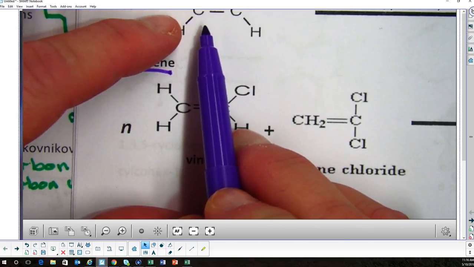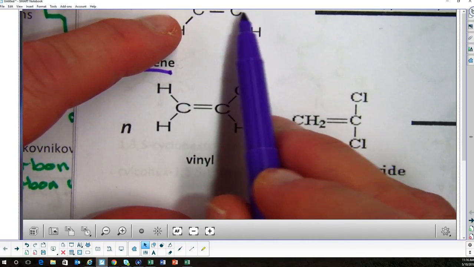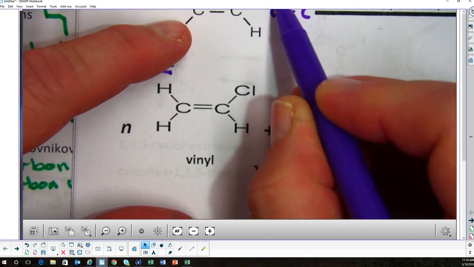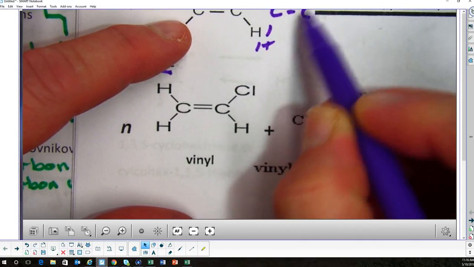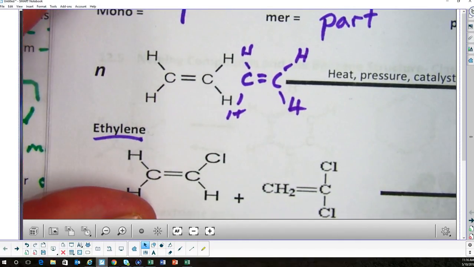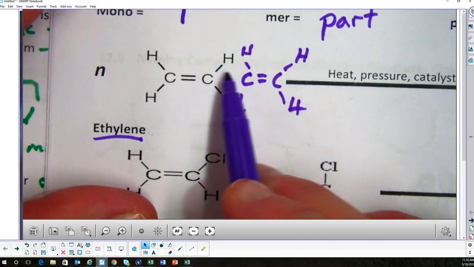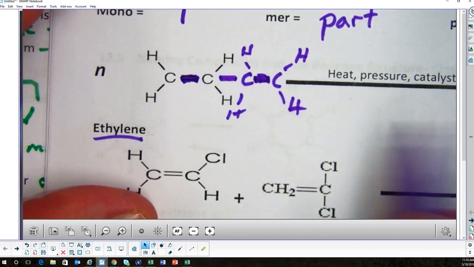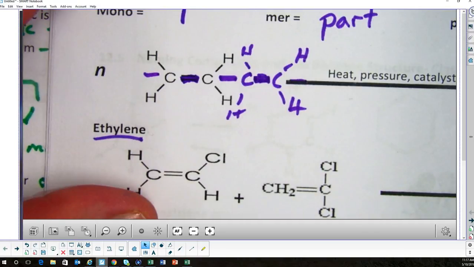When I put it together to break that double bond, I have to have another CH double bond CH2 coming and bumping into it. When I do, this bond goes to one, this bond goes to one, and they connect. And they have to keep going and going and going, so it makes a long chain.